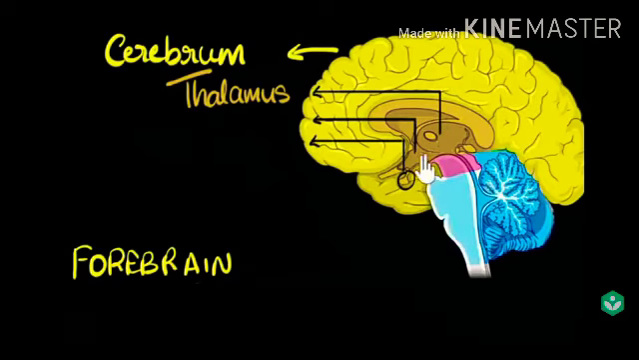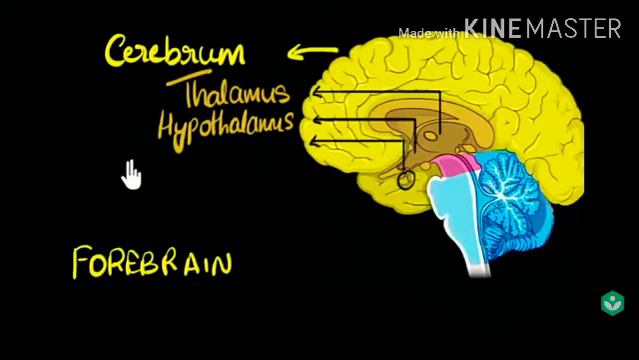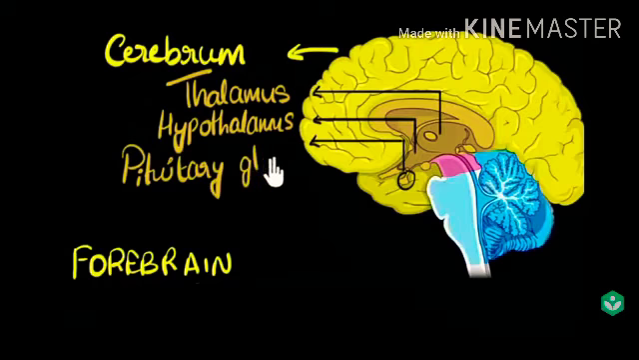So the part that comes below that is called hypothalamus. And hypo kind of means lower, so it's the lower part of the thalamus, hypothalamus. And this last part, which we will be interested in, this small thing that you can see over here, is called the pituitary gland. Right, this part over here.